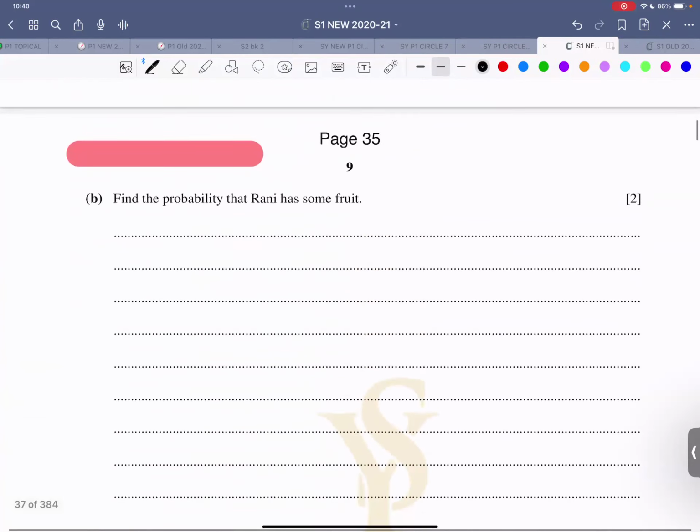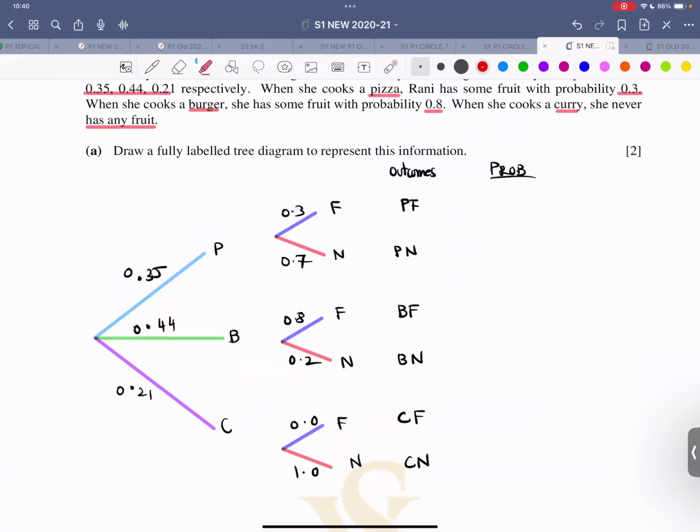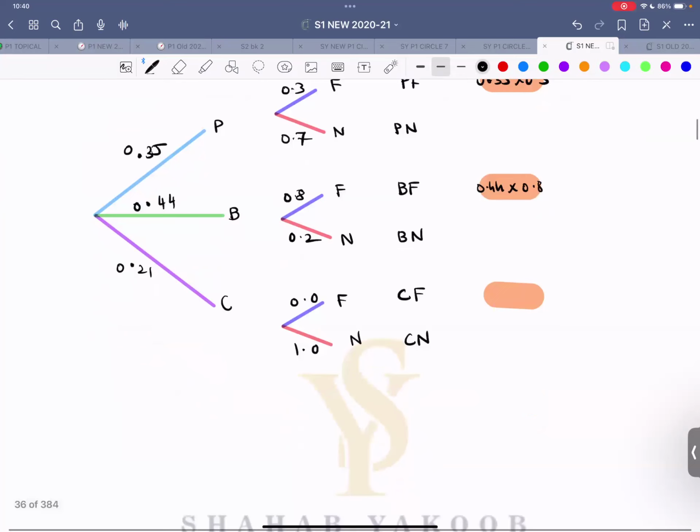Find the probability Rani has some fruit. That means we are interested in these three options. That is this option, that is this option, that is this option. So this option is 0.35 into 0.3. This option is 0.44 into 0.8. This option is 0.21 into 0, which will become a 0. That is the first thing.